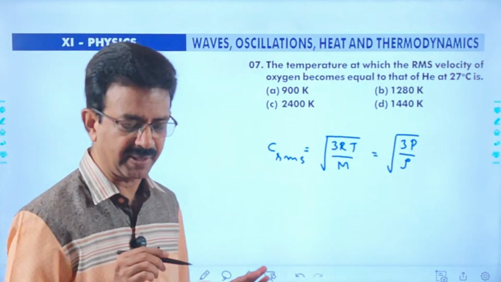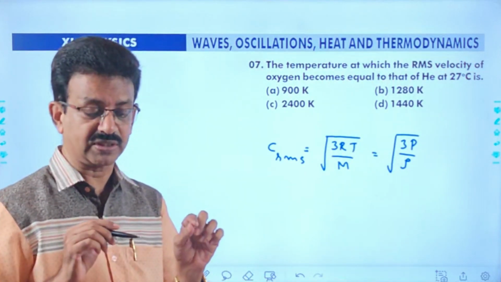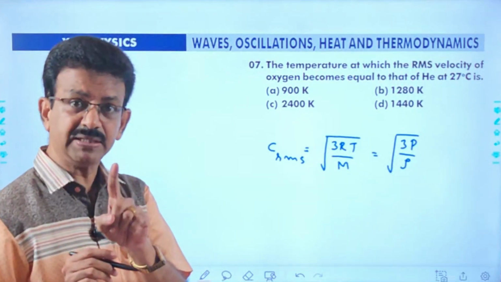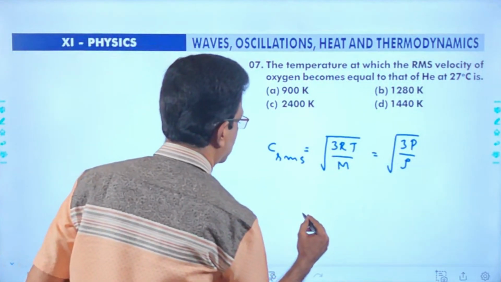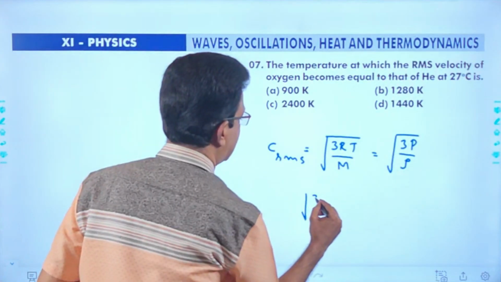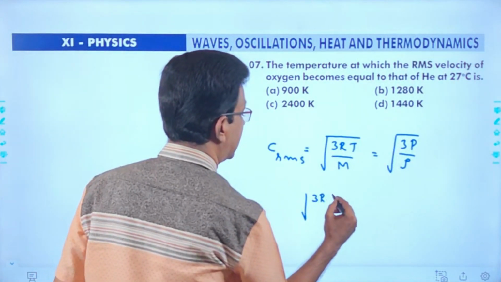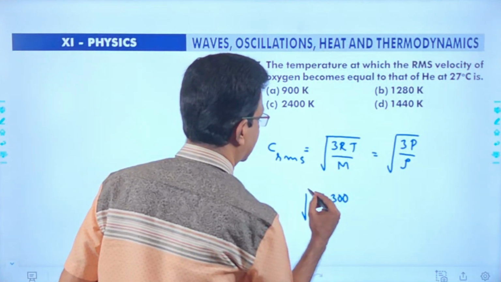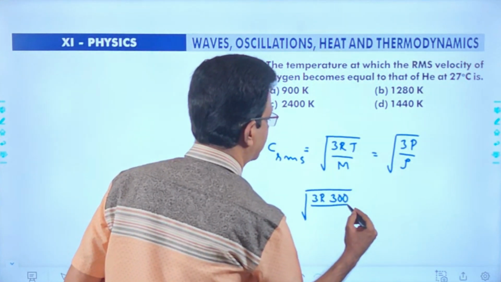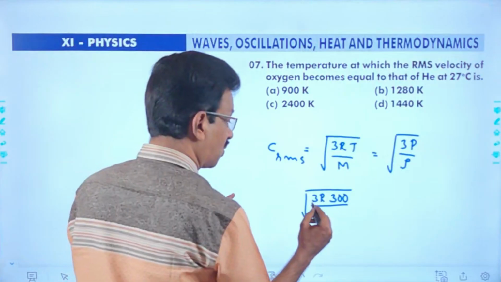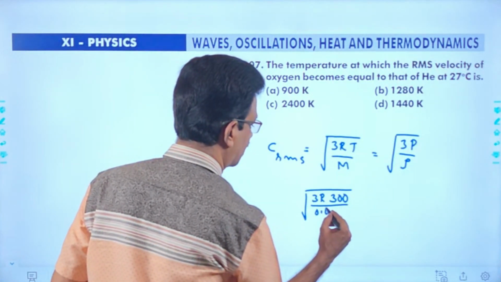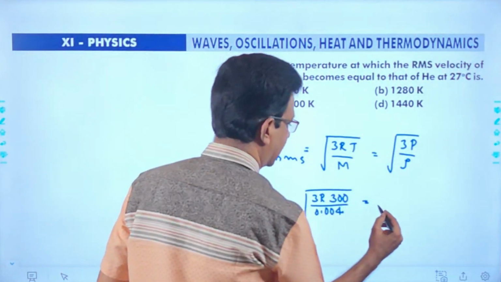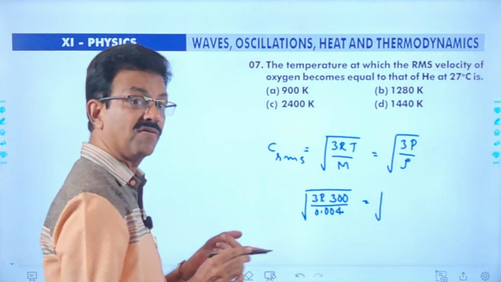Then the substitution becomes: RMS velocity of oxygen equal to that of helium at 27 degrees Celsius. Helium is monoatomic. Therefore, root of 3RT by M, with helium at 27 degrees Celsius. Capital T is temperature in Kelvin, therefore 300 Kelvin, divided by the molecular mass of helium, 4 gram, which means 0.004. Root of 3RT by M equals root of 5RT by M.